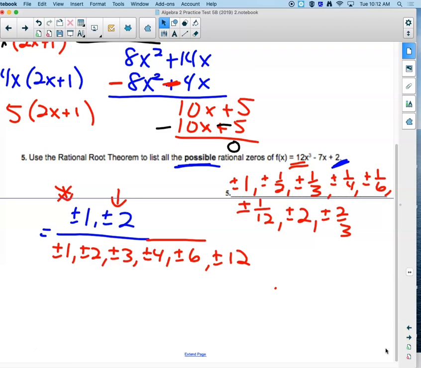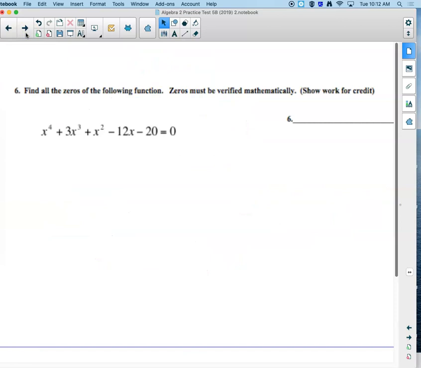Anybody need more time to get everything down? Alrighty. So like I said, we know what's coming. I mean, this is in the order we learned it. And 6 says, find all the zeros of the following function. And we go, duh, that's what we use that for. Zeros must be verified mathematically, so synthetic, and show your work for credit.